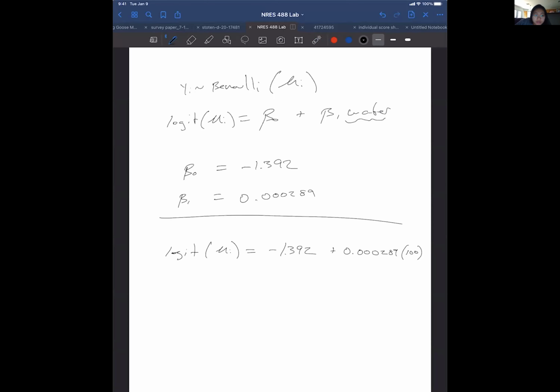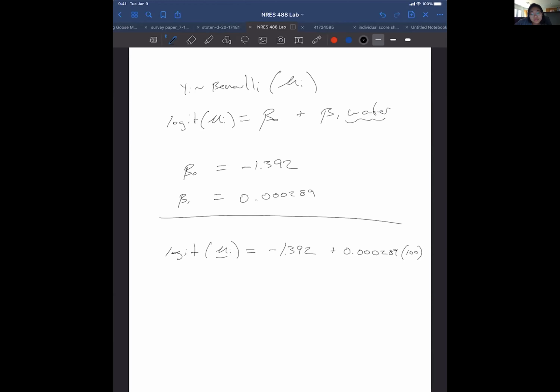Oh, so we just put a random value? A value that you choose. So whatever one you choose. You could choose 100 or 50 or 0 or whatever. And then figure out what mu is. Do you want to go through how to do that? Yes, please. Okay.